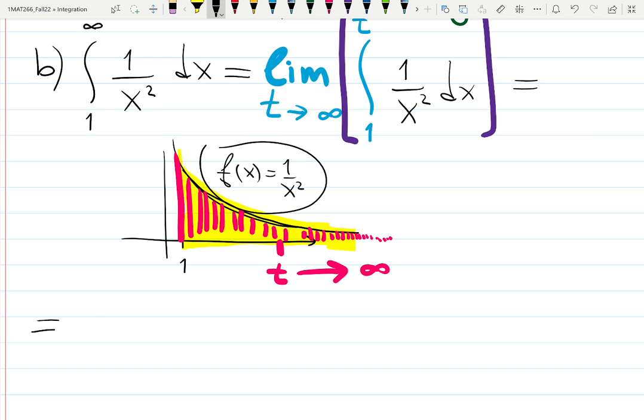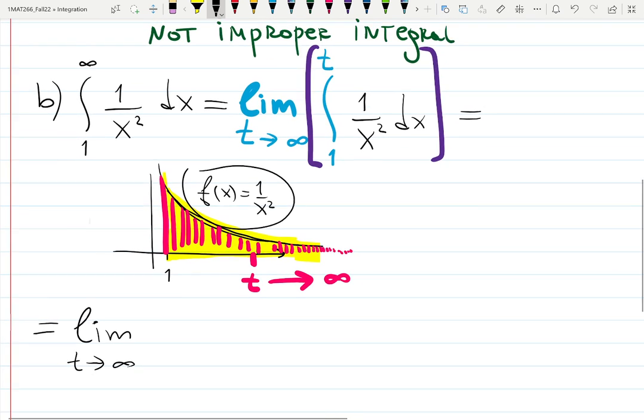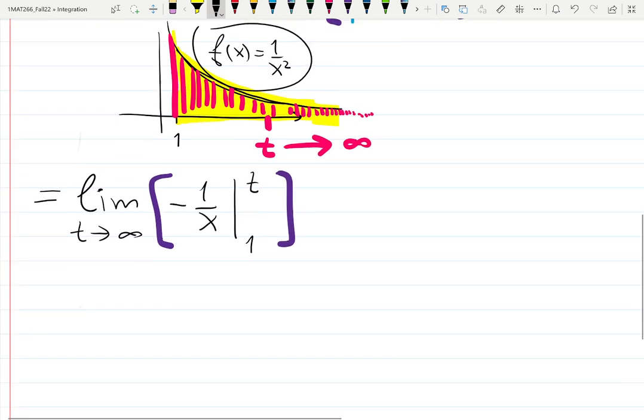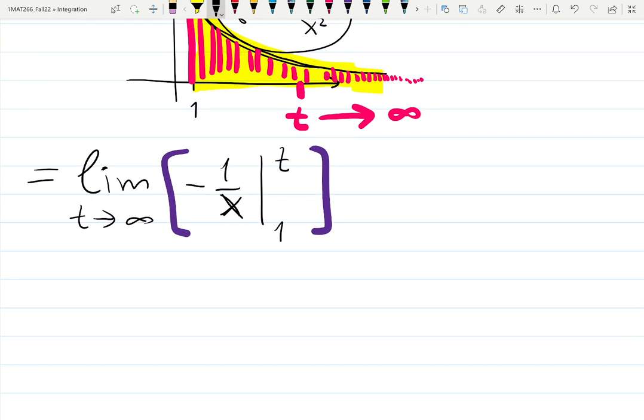Now, we're going to ditch limit for a while, but we will keep writing it to remember that this was an improper integral. We're going to integrate from 1 to t 1 over x squared, which gives us minus 1 over x, evaluated from 1 to t. We're still integrating. We don't touch limit first. Limit is just there reminding us that t actually is a moving variable. t is moving to plus infinity. For now, we're treating it as just a normal number.